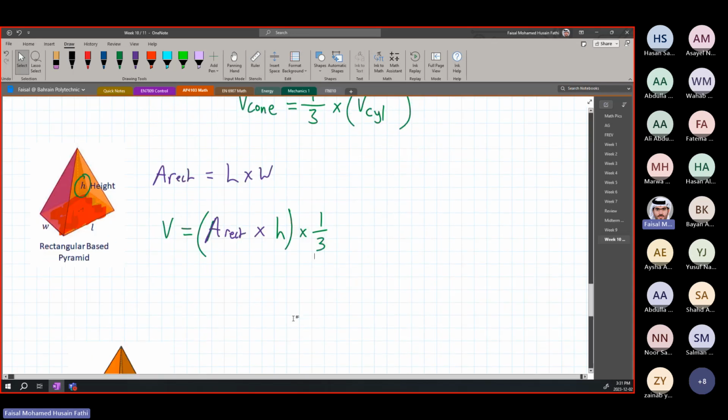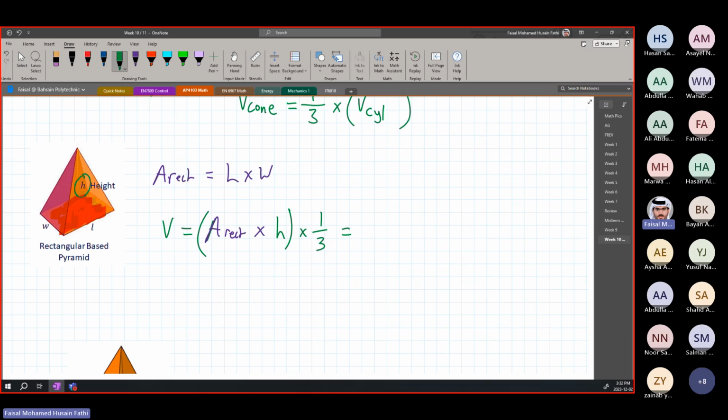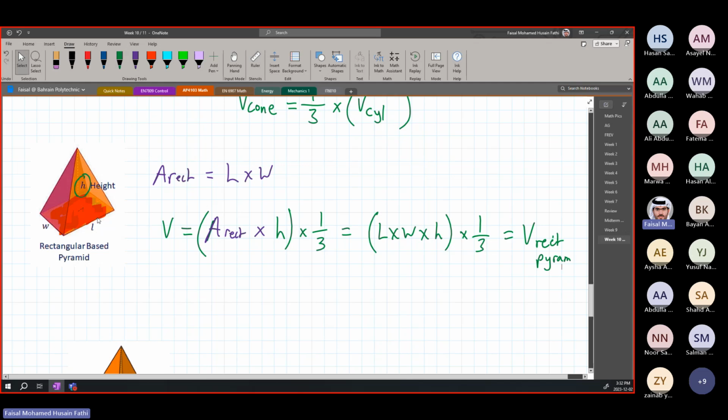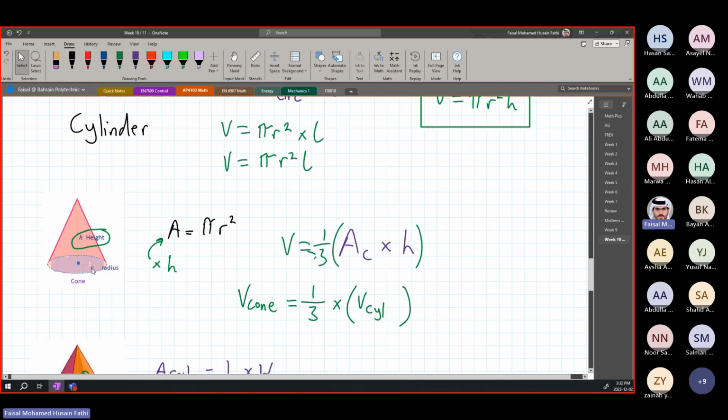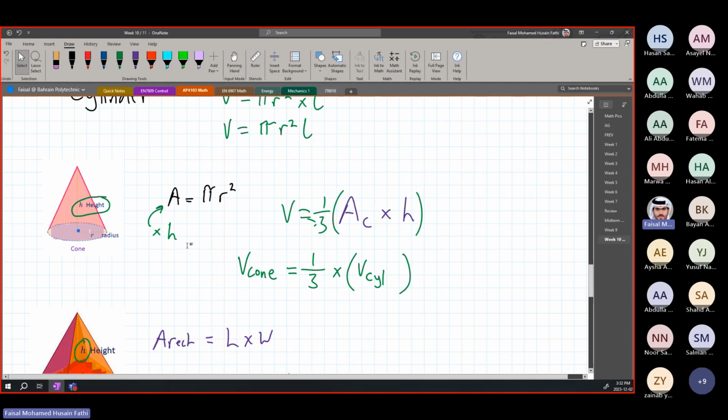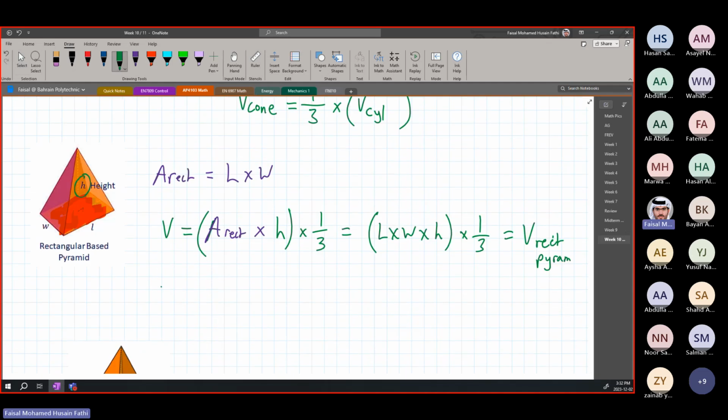Obviously, even in the case of a cone, you can simplify it. Let's simplify this equation. The area of a rectangle is length times width, then times height, and then times 1/3. So you could just use this as the volume of a rectangular pyramid, or rectangular based pyramid. This rectangle is called the base of the pyramid. Same here: the cone, the circular area is the base of the cone. Again, we can also rewrite this as 1/3 times the volume of a rectangular prism. It's the same concept because this is the area of a rectangle, length times width times height.